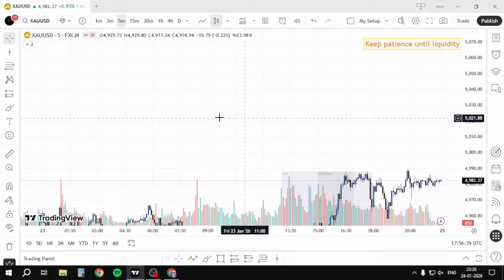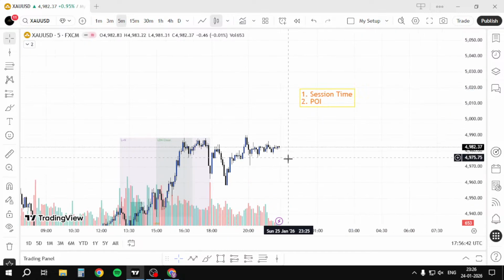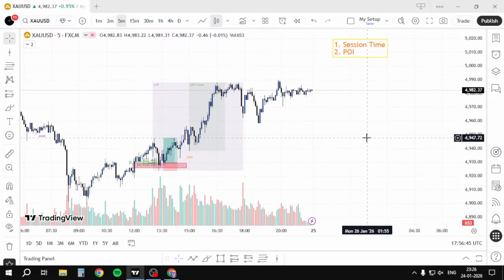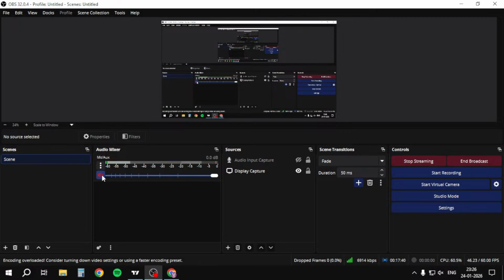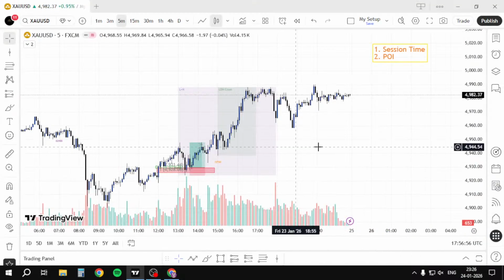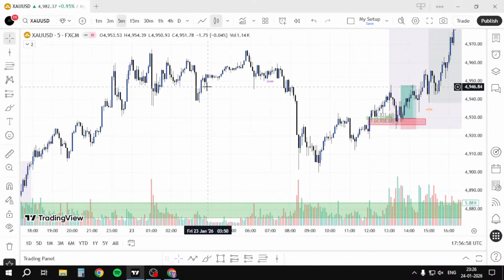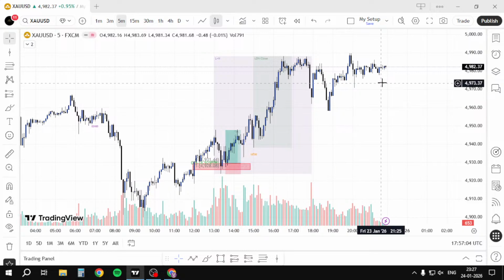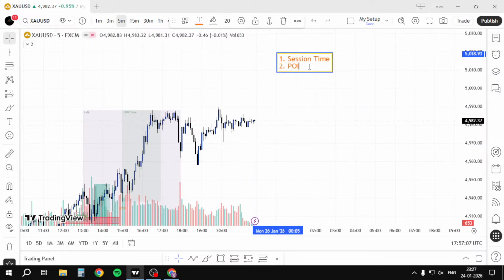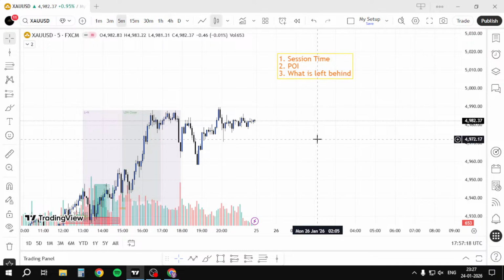Now say you understood what is called POI. POI is basically a point where an institution puts their money. Now see, coming to the main topic. First of all, you have to understand what is left behind. Okay, what is left behind?